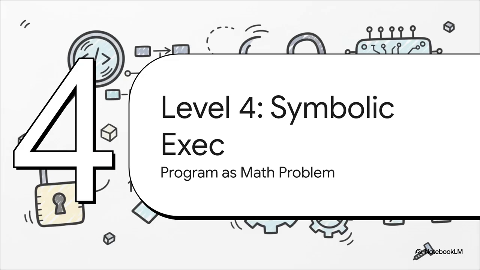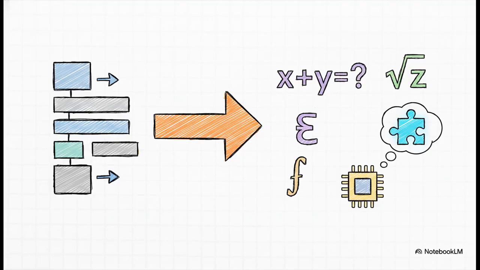But what happens when a problem is so complex that even watching it run is impractical? For the really tough challenges, we need to move away from observation and into pure mathematics. This is level 4, symbolic execution. Now, the best way to think about this is that we're basically turning the entire program into a giant algebra problem. I know, it's a pretty wild idea, but it means we can let a computer do all the heavy lifting and just solve the puzzle for us.